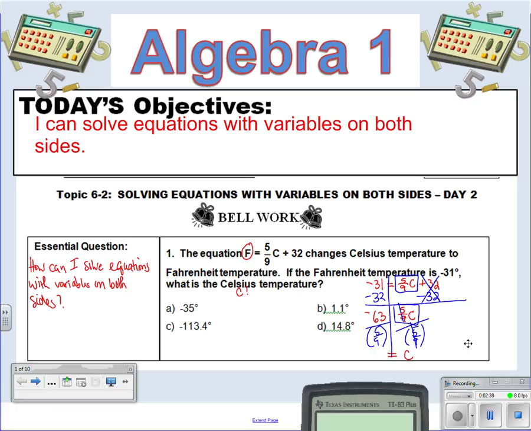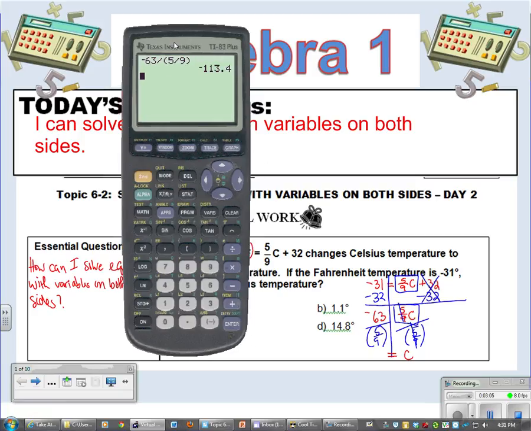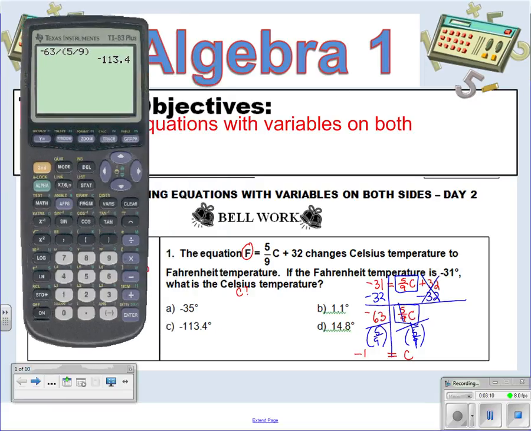On the left-hand side, we're going to use the calculator. We have -63 divided by, open up parentheses, we'll put in our fraction. 5 divided by 9 is our 5/9. So typed in, this reads -63 divided by 5/9. We'll press enter, and we get -113.4. So C is -113.4. That answer is the letter C.